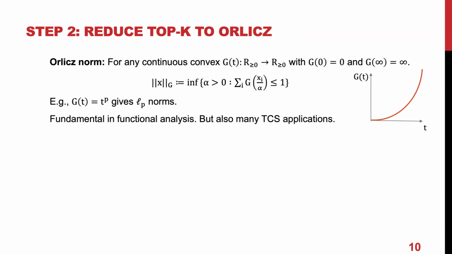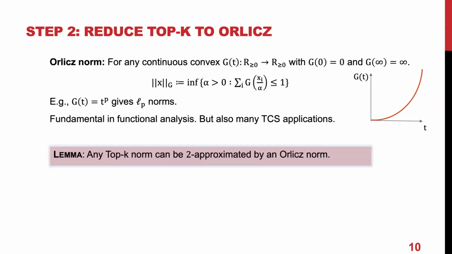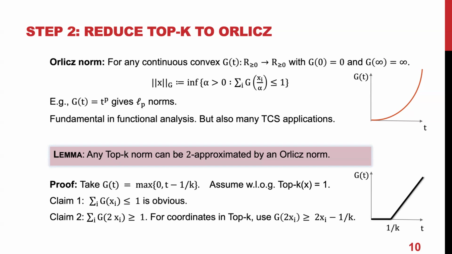Now, what is our lemma? This reduction says that any top k norm can be approximated within a factor 2 by an Orlicz norm. The proof is actually not very difficult. You basically just work with a hinge function. Take the g function to be the following: it's 0 from 0 to 1 over k, and beyond 1 over k, it increases linearly with slope 1. By simple claims, which are not very difficult to show, you can show that this approximates any top k norm within a factor 2. So this basically reduces top k norms to Orlicz norms.